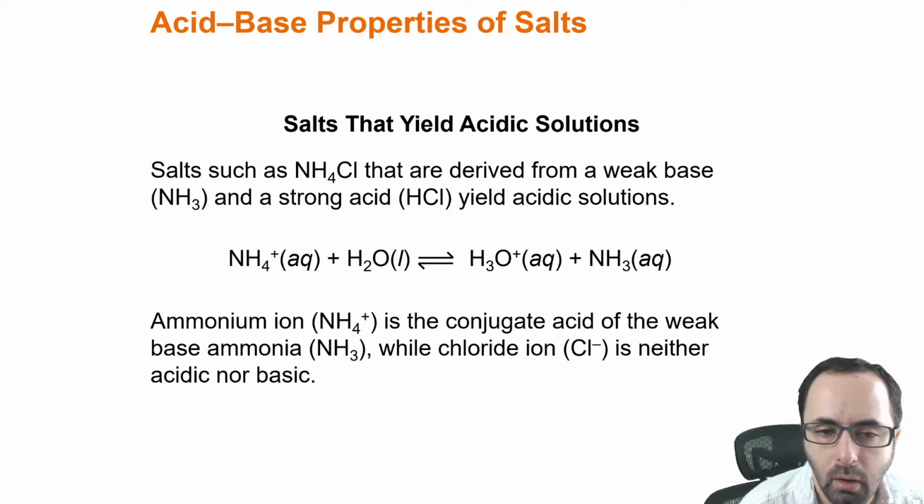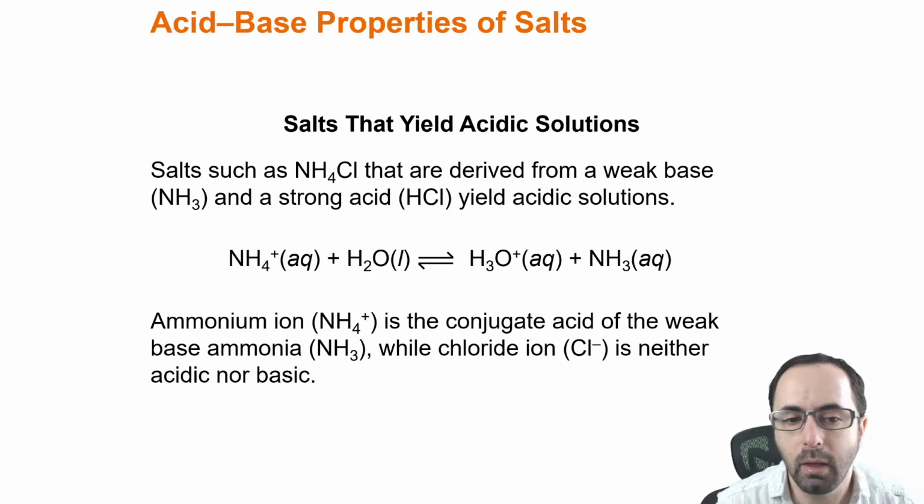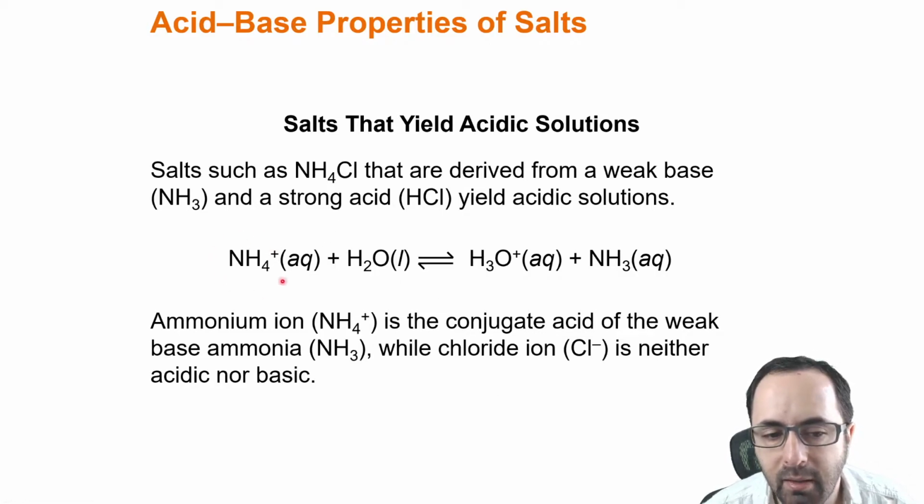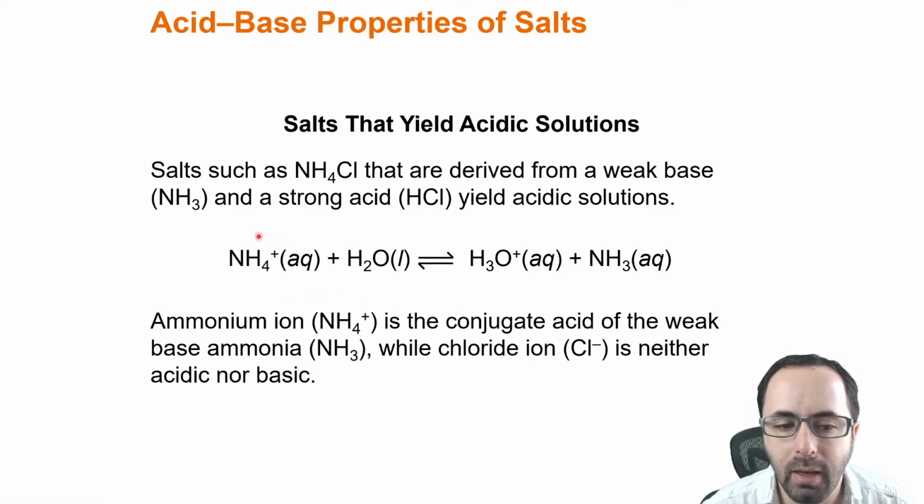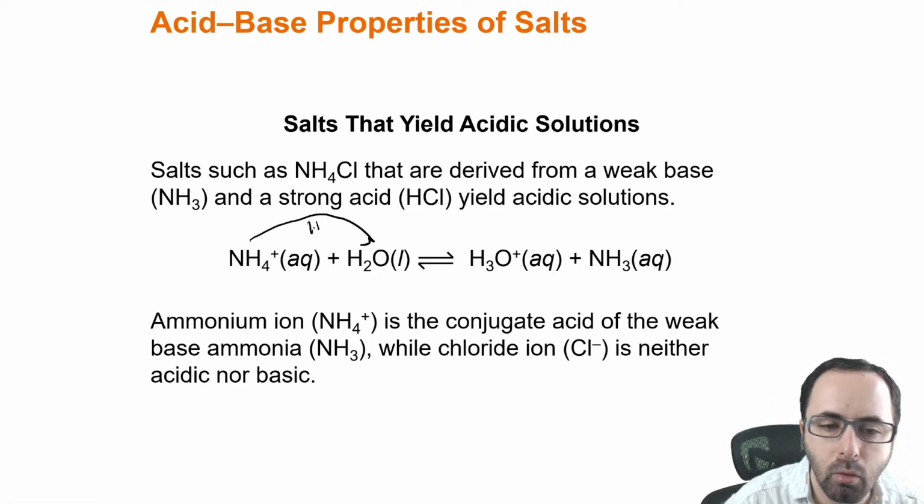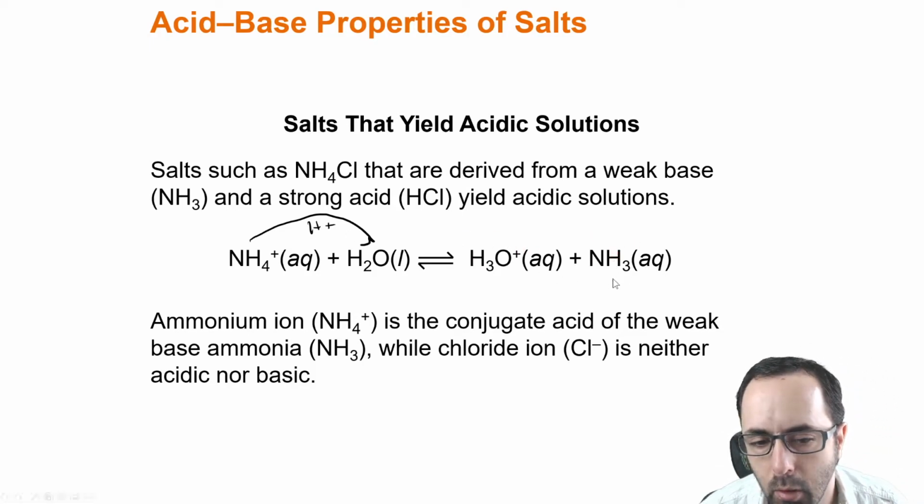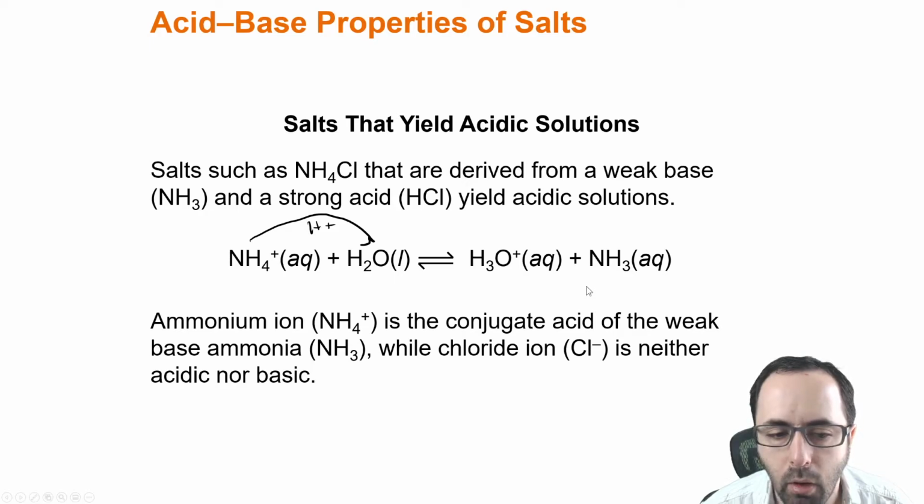So those are going to be the conjugate acids of weak bases. So here we have ammonium ion. That is the conjugate acid of the weak base ammonia. And so it has an equilibrium with ammonia. So if you put ammonium ion in water, it can give its proton to water, and then what you get is hydronium ion and ammonia. So ammonium ion is the conjugate acid of the weak base.